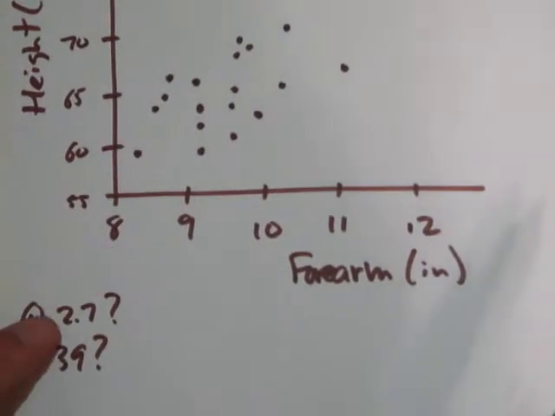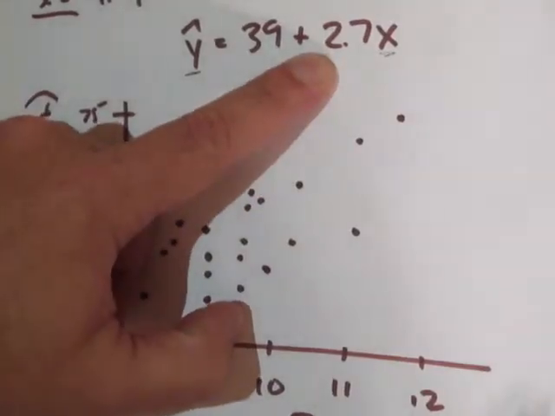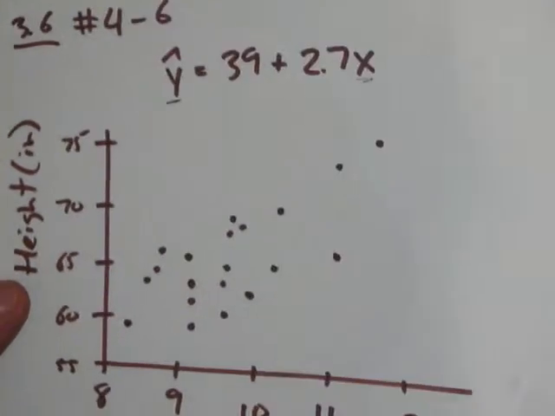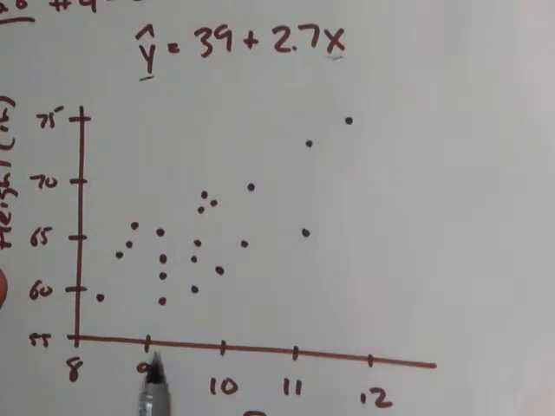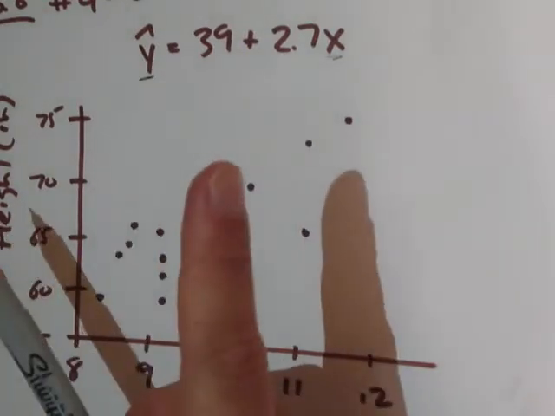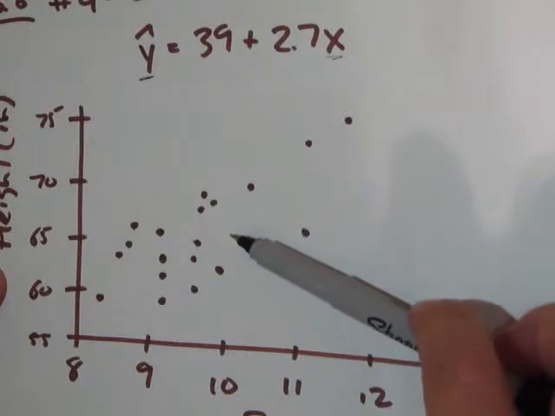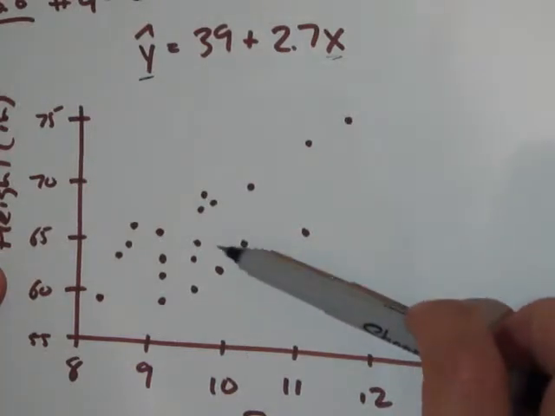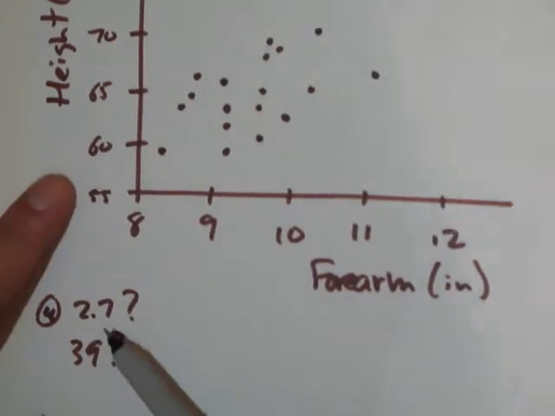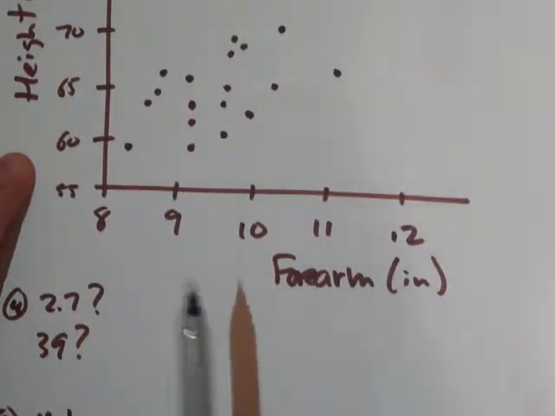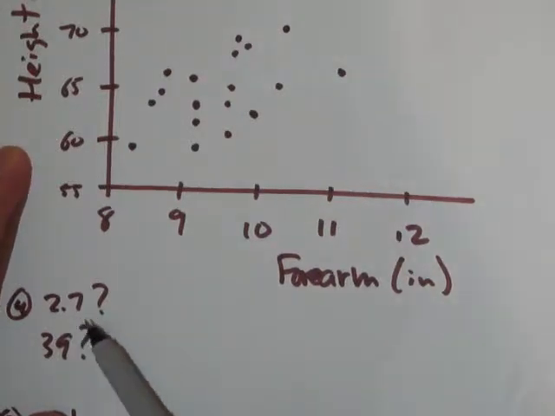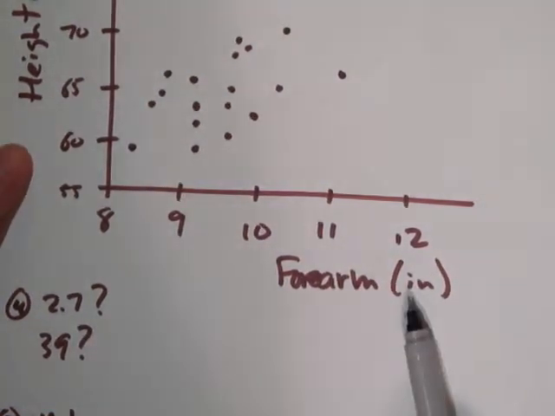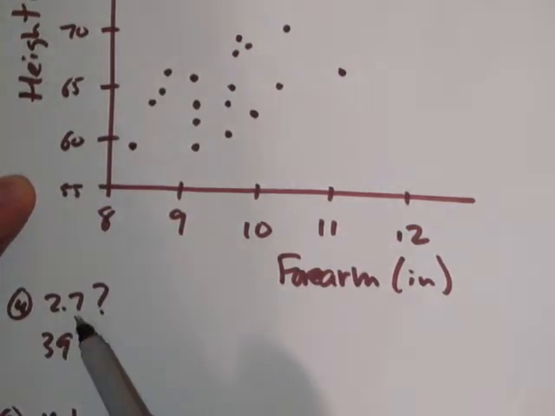So what they ask us is this: what does the 2.7 mean in this? 2.7 is the slope, remember? What this tells us is if we increase the person's forearm length by 1, then we'll increase their height by 2.7. That's the significance of the slope. Every time we increase forearm length by 1, height increases by 2.7 inches. We'll try to get used to saying it in that way. As this increases by 1, this increases by whatever the slope is.